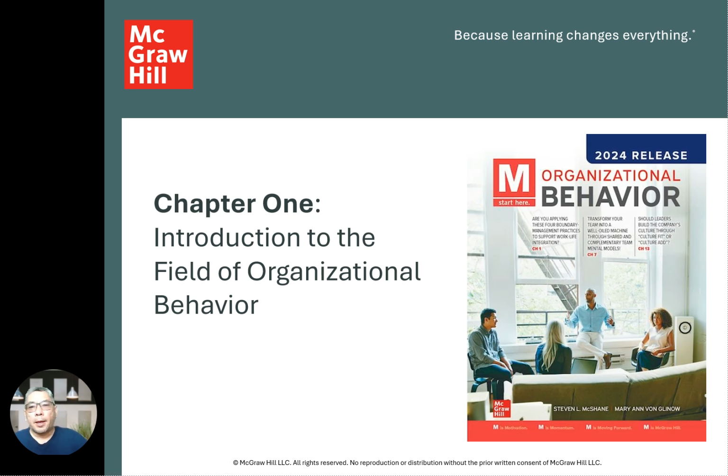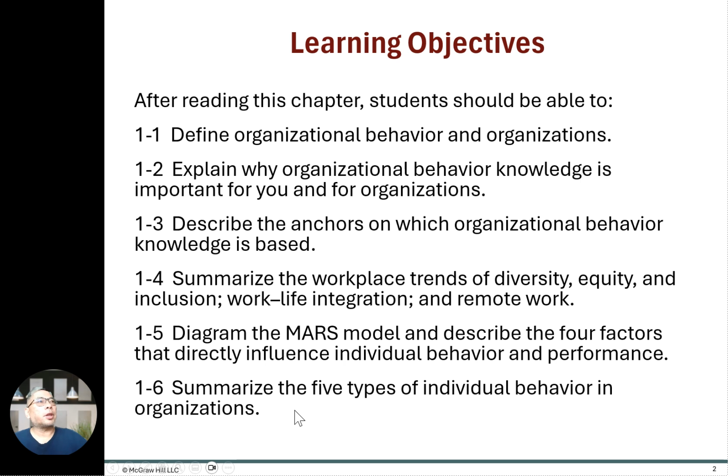Okay, there are a number of objectives for this particular chapter. The first one is to define organizational behavior and organizations. There are about 6 of them. Number 2, explain why organizational knowledge is important for you in organizations. Number 3, describe the anchors on which organizational knowledge is based.